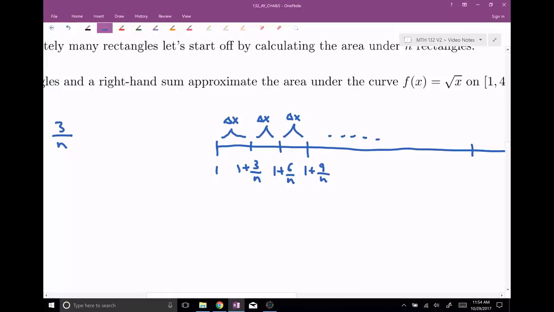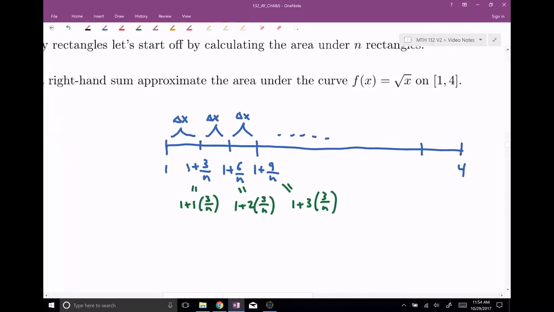And so another way I want to write these is 1 plus 1 times 3 over n. This one's the same thing as 1 plus 2 times 3 over n. And this is the same thing as 1 plus 3 times 3 over n. And so on and so forth. So you can see that this kind of index is changing: 1 and then 2 and then 3. This is what we're going to be using in probably our sigma notation. You know, so 1 plus 2 plus 3, and we keep on going.